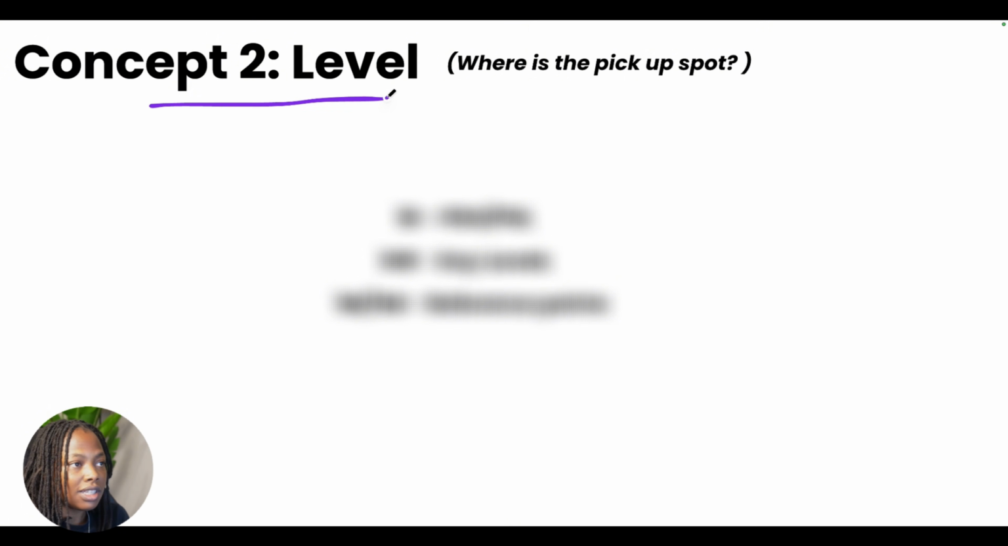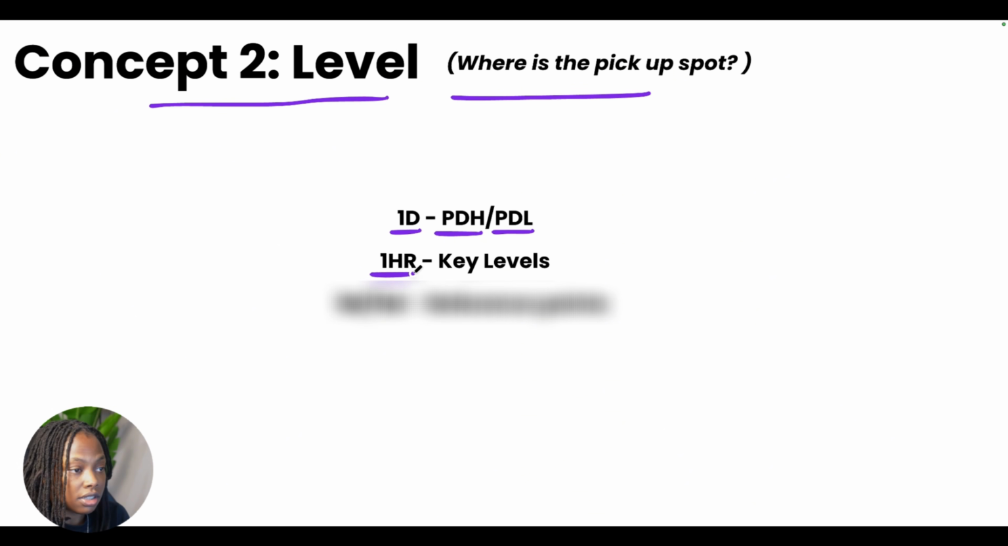Concept number two is level. Think of it as where is the pickup spot? I said earlier that I use the 1 day, the 1 hour, and the 1 minute or 5 minute. This is what I do. On the daily time frame, I just mark out the previous day's high and previous day's low. That's it. And then I go down to the 1 hour time frame, and I get key levels.